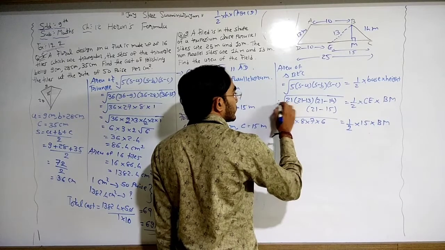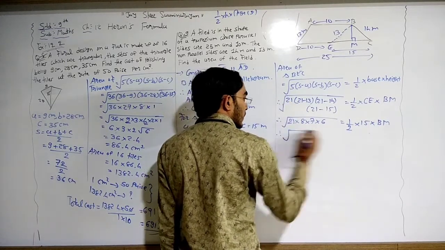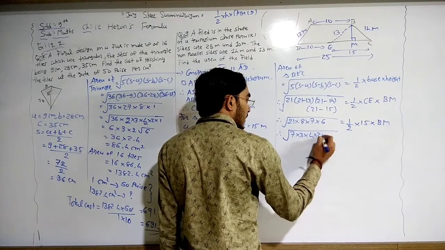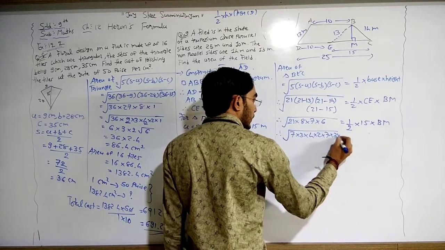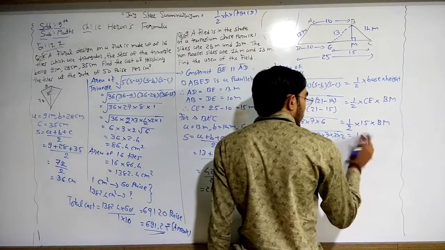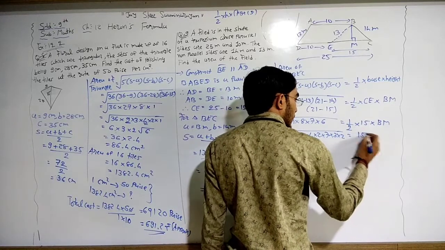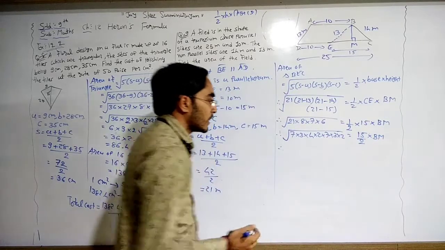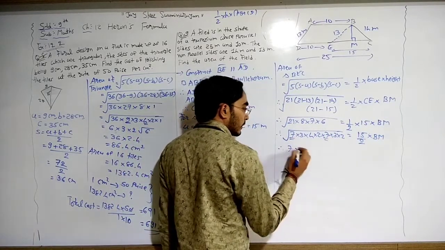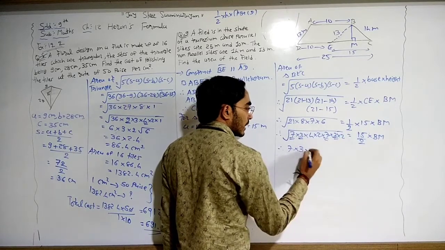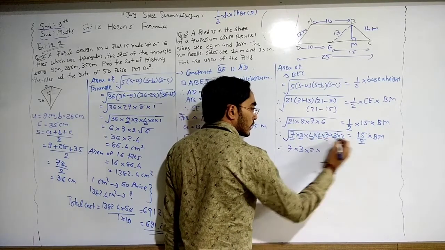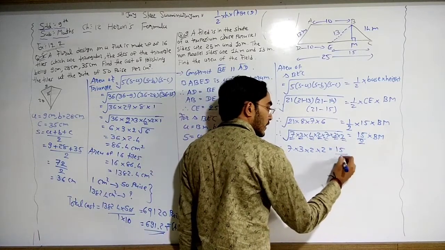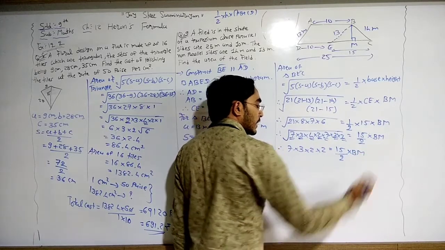Now factorize this. So 21 means 7 3s, 8 means 4 2s, and 7 multiply 6 means 3 2s. Here 15 by 2 multiply BM. Now take the square root. From 2 times 7, 1 times 7, 2 times 3, 1 times 3, the square root of 4 gives 2, 2 times 2, 1 times 2. And here we have 15 by 2 into BM.